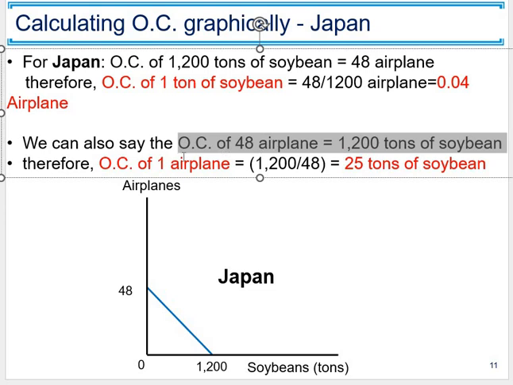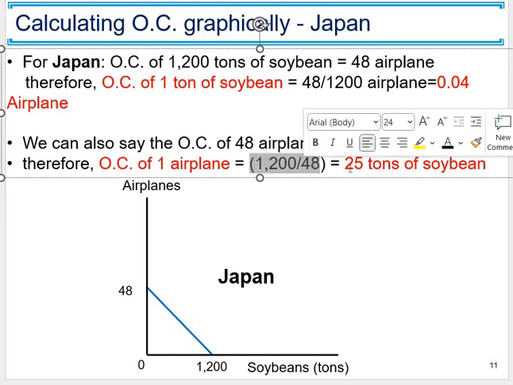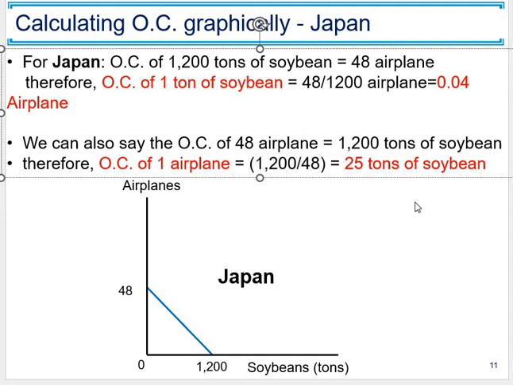Okay, so now we divide both sides of this equation by 48. The left-hand side will be the opportunity cost of one airplane, and the right-hand side will be 1,200 divided by 48. If we simplify this term, we get 25 tons of soybeans, and that is the trade-off relationship or the rate of exchange between airplane and soybean for Japan.